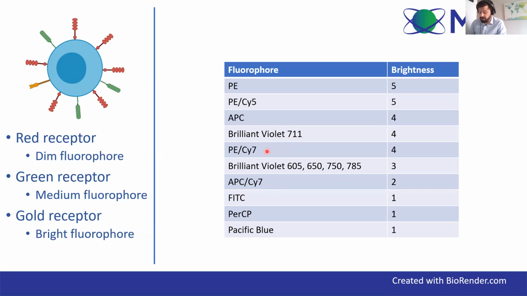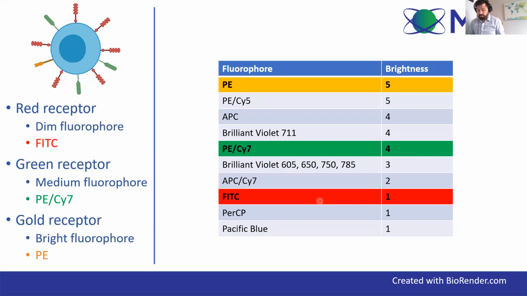PE-Cy7 here. And we need a dim one for this red receptor. So all right, we'll pick FITC. Okay, so we've picked a medium one, a bright one, and a dim one. So here we go. It seems like a reasonable choice. We have a nice bright fluorophore for our gold receptor in PE. We have a medium one for our green receptor in PE-Cy7. And we have our dim one for a really abundant receptor in FITC.